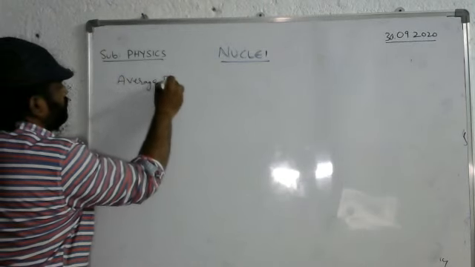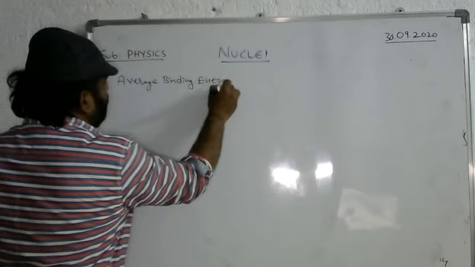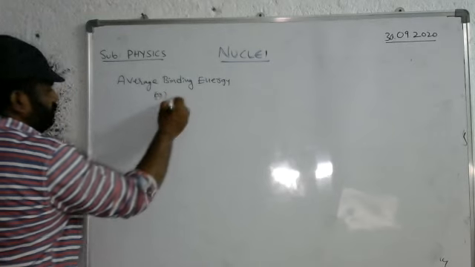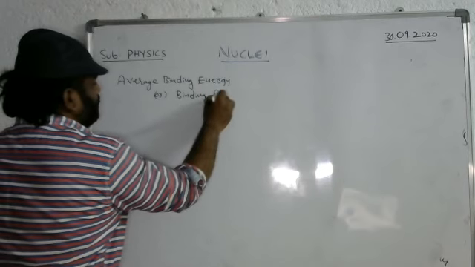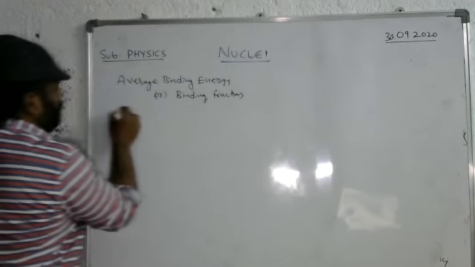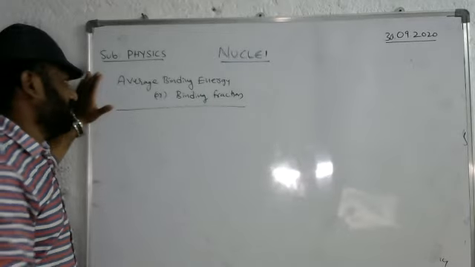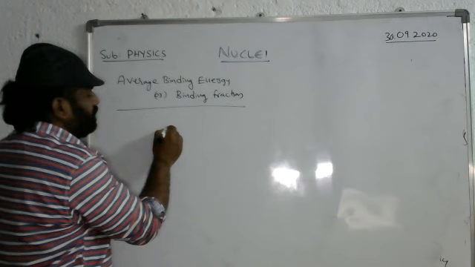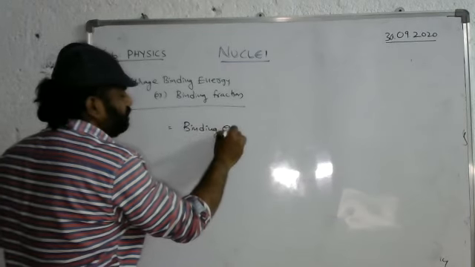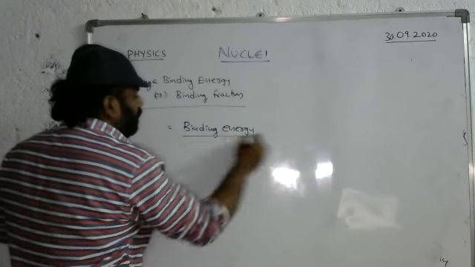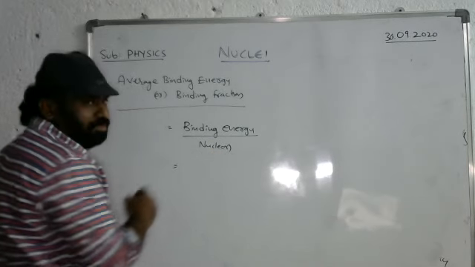Average binding energy, or we can call it binding fraction. So, what is meant by that? Average binding energy means the binding energy per nucleon. Binding energy per nucleon is called average binding energy.